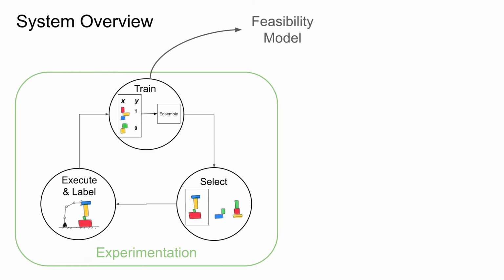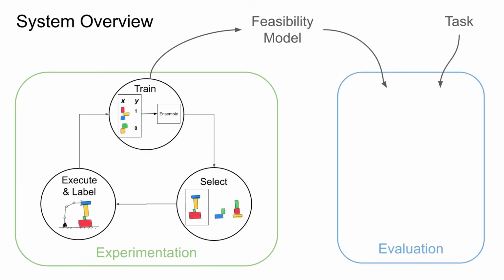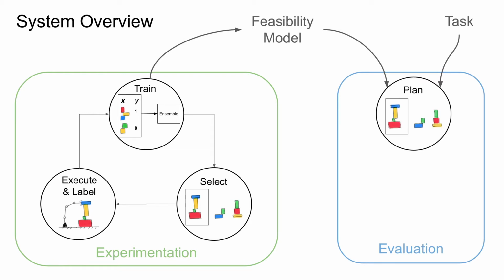First, the robot performs self-guided experimentation without a specific task or goal in mind. This consists of selecting which towers to build, labeling those towers, and using the labeled data to train the feasibility model. We then evaluate our method on several downstream tasks. We first plan to achieve a task objective, and then execute that plan in the real world.